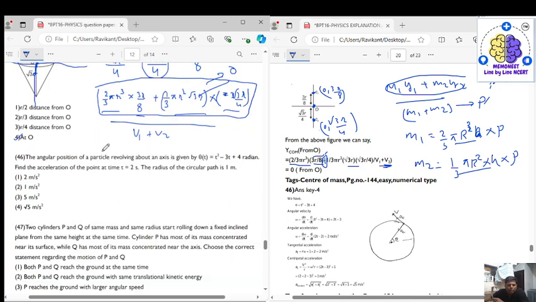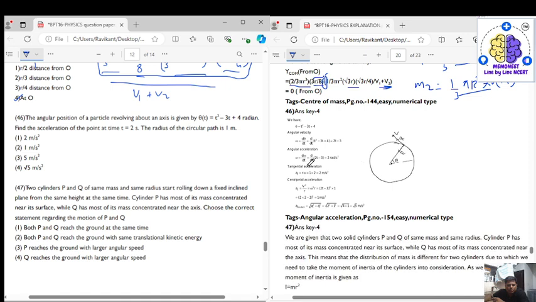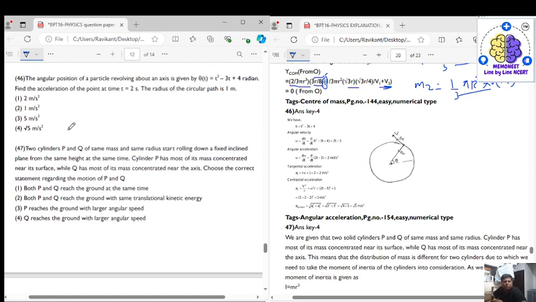Now coming to question number 46. The angular position of a particle revolving about an axis is given by theta is equals to t square minus 3t plus 4 radian. Now find the acceleration of the point at t is equals to 2 seconds. The radius of the circle is 1 meter. So if theta is given like this, then omega is equals to d theta by dt. So this will be equals to 2t minus 3, right?